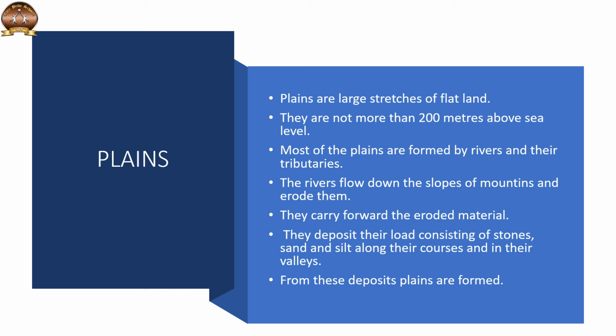The rivers flow down the slopes of mountains and erode them. They carry forward the eroded material. Then they deposit their load consisting of stones, sand and silt along their courses and in their valleys. It is from these deposits that plains are formed.